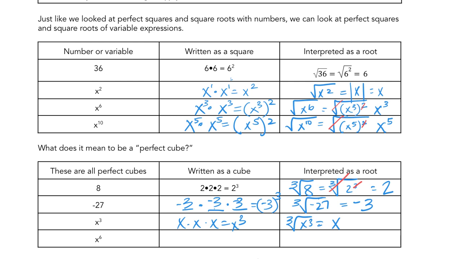Okay, lastly, I need 3 things multiplying together to get a perfect cube. So this time, x to the 6th, that means I need 3 numbers that are the same that add to 6. And so 2 and 2 and 2, because I can add those exponents together. And so that means that the cube root of x to the 6th, which I can write as x squared to the 3rd, is going to be x squared.